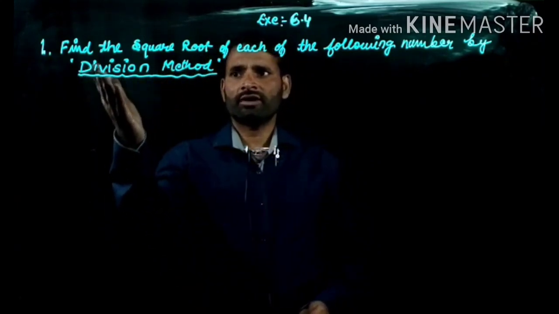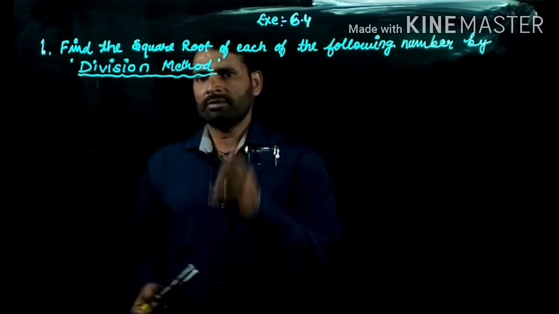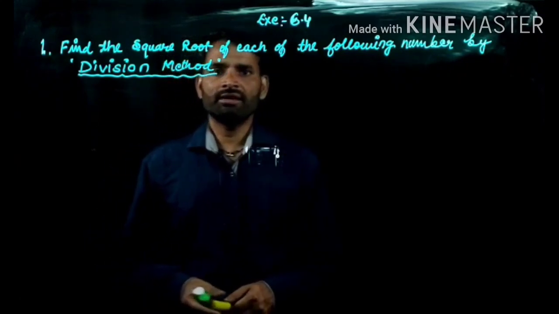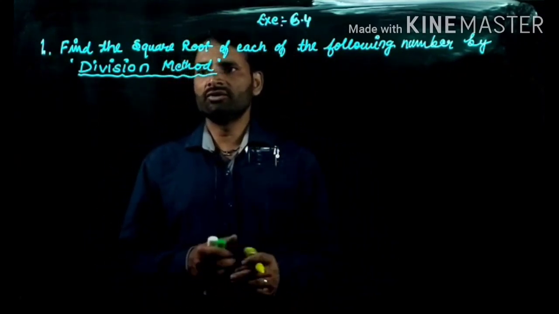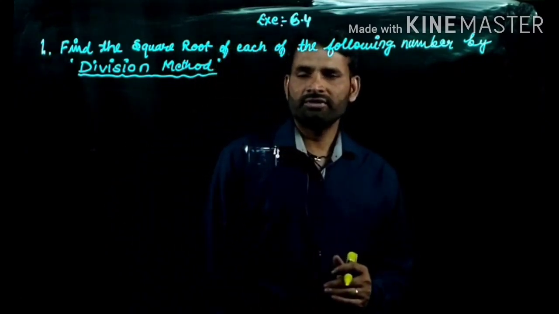The first question is: find the square root of each of the following numbers by the division method. In the previous exercise you found the square root by the prime factor method, and this exercise will use a new method, the division method. Okay, let's start the division method.